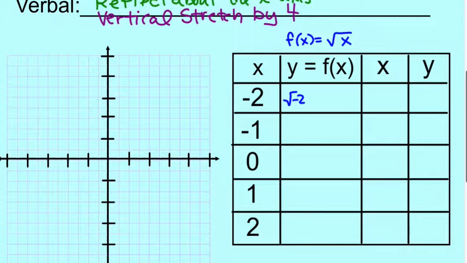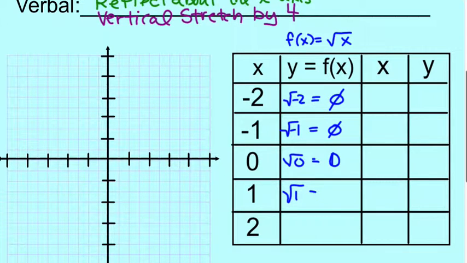You can't have a negative square root, so that does not exist. I'm just going to put a line through it. Square root of -1 also does not exist. It's considered imaginary, so it does not exist. The square root of 0 is 0. The square root of 1 is 1. The square root of 2 is approximately 1.4. We've already graphed that parent function in a previous video. So let's go ahead and graph this now. We're going to start at 0, 0, 1, 1, 2, 1.4. So there is our graph of our parent function.